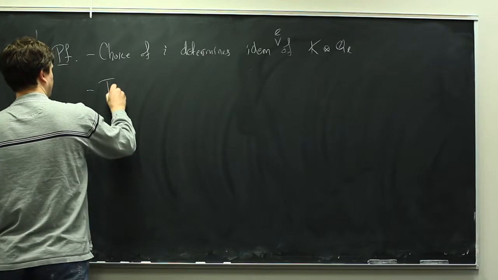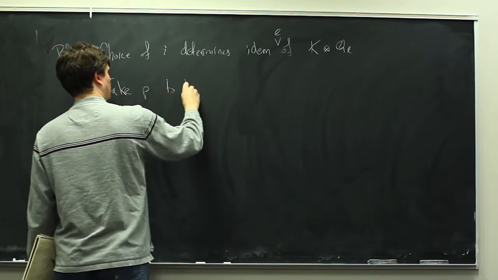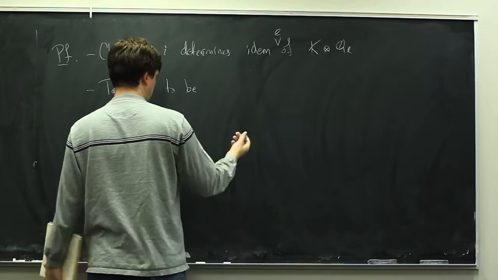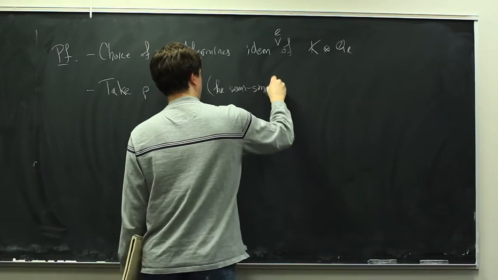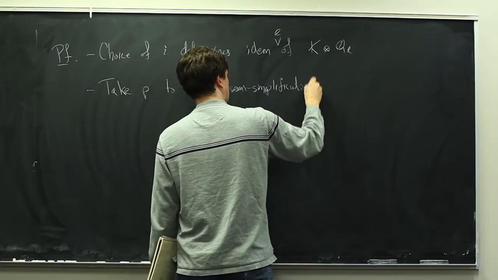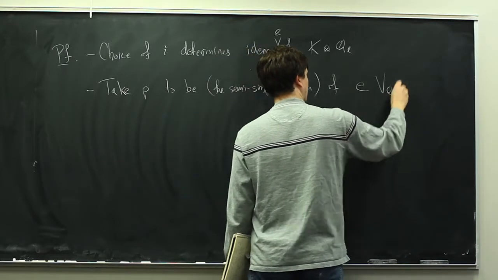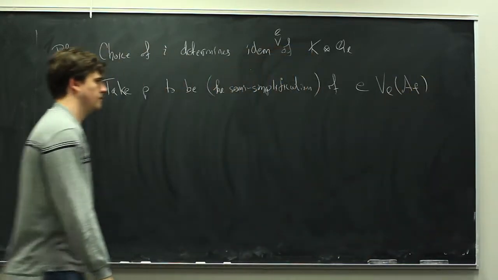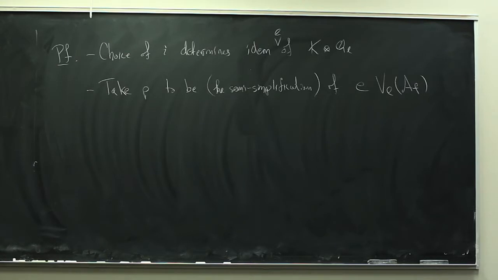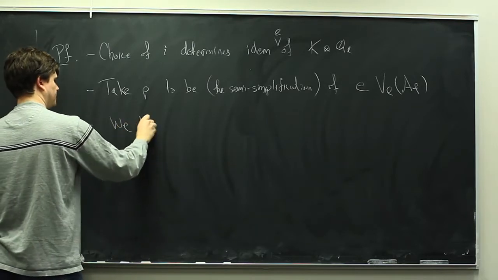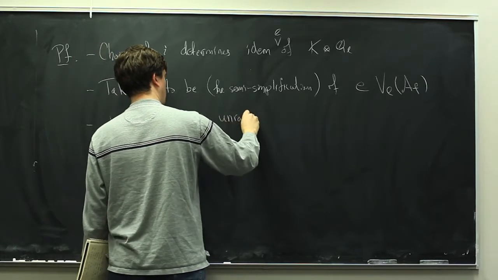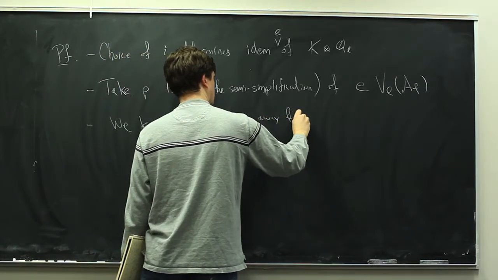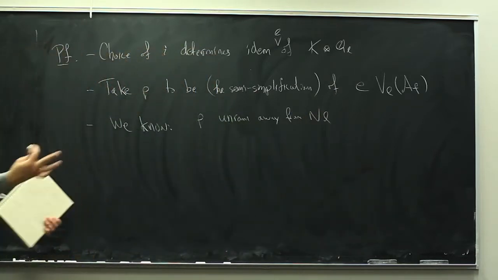So we can take rho to be, well, I want it to be semi-simple, and we don't know anything about that yet. So let's take it to be the semi-simplification of E applied to VL of AF. So we know that rho is unramified away from N and L. Right, because we know that for the full VL.